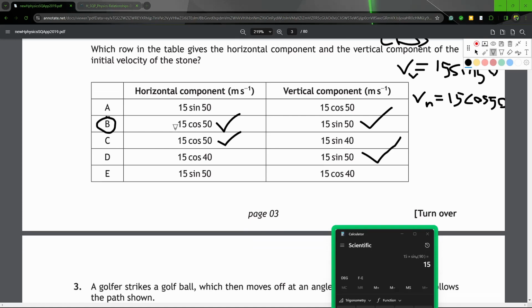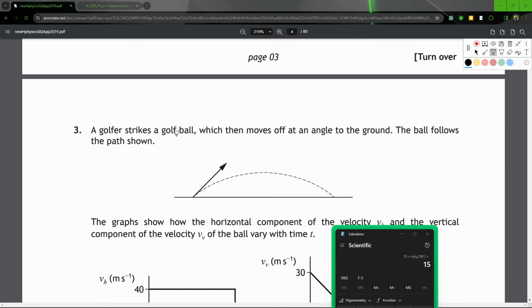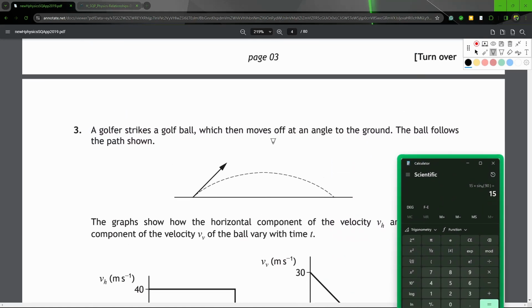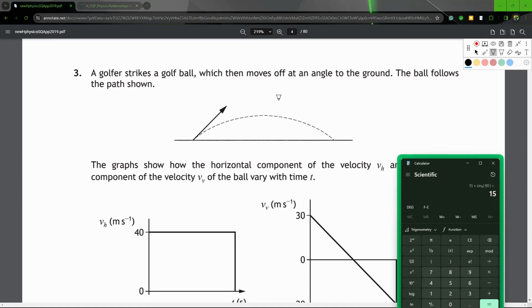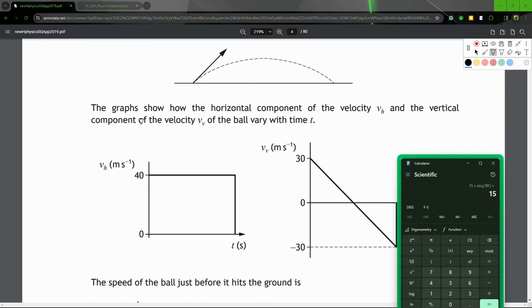Okay, right. Let's continue on. Moving on to 3. A golfer strikes a golf ball, which then moves off at an angle to the ground. The ball follows the path shown, which is a standard parabola. The graph shows how the horizontal component of velocity VH and the vertical component of velocity VV of the ball vary with time t.